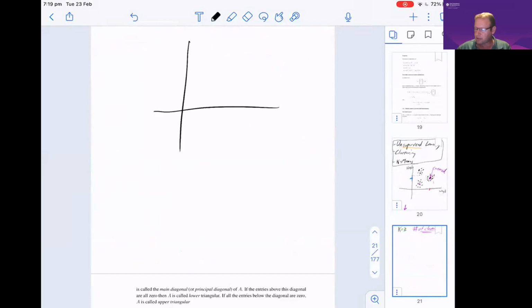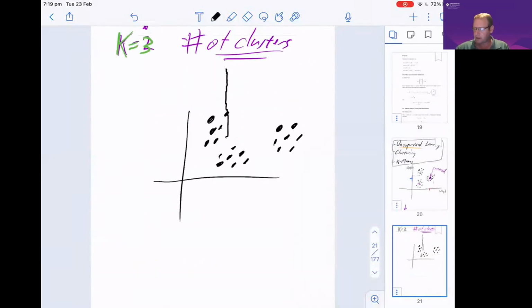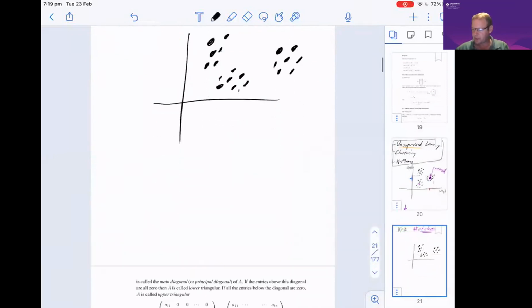So let's just draw the points again, of course, a schematic of the points. Of course, I'm drawing the points quite synthetically. They're quite separated. Often, they won't be so separated. And again, often they'll be in high dimensional data.